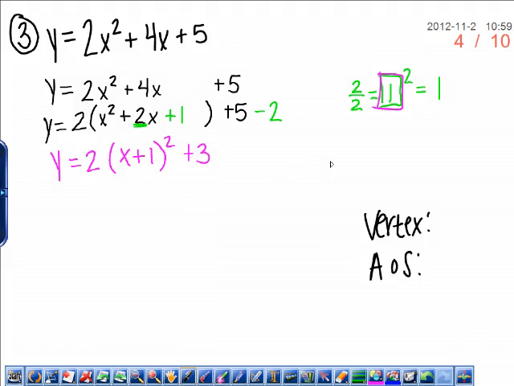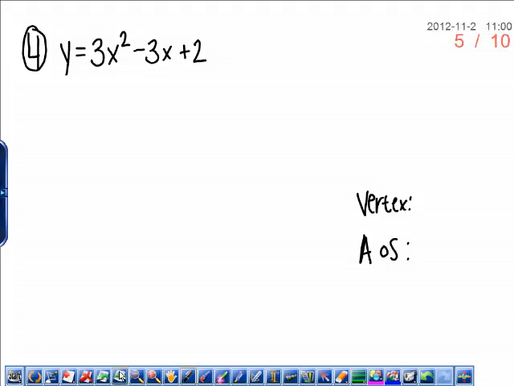All right. What's the vertex? Negative 1, 3. And what's the axis of symmetry? What? The axis of symmetry? The axis of symmetry is always a vertical line through your vertex. So if this is the point negative 1, 3, vertical lines are always in the equation x equals, right? So it's x equals that x value. Okay? All right. Let's try again.